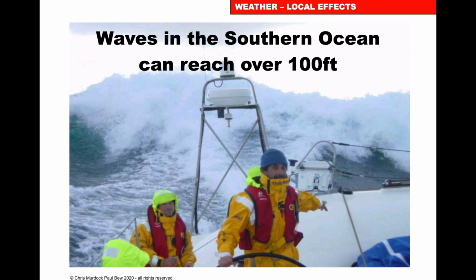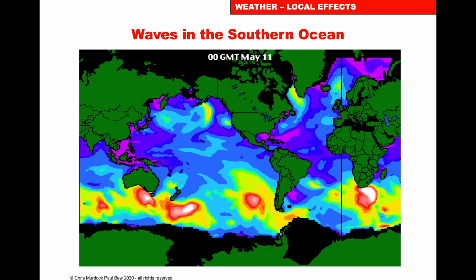The waves in the Southern Ocean can reach over 100 feet, 30 meters, because the fetch is extremely long, because there's nothing to stop the waves. If we look at the Southern Ocean, there's only Cape Horn stopping it, and between the gap below Cape Horn and Antarctica there is nothing stopping the waves. So the fetch is almost infinite.